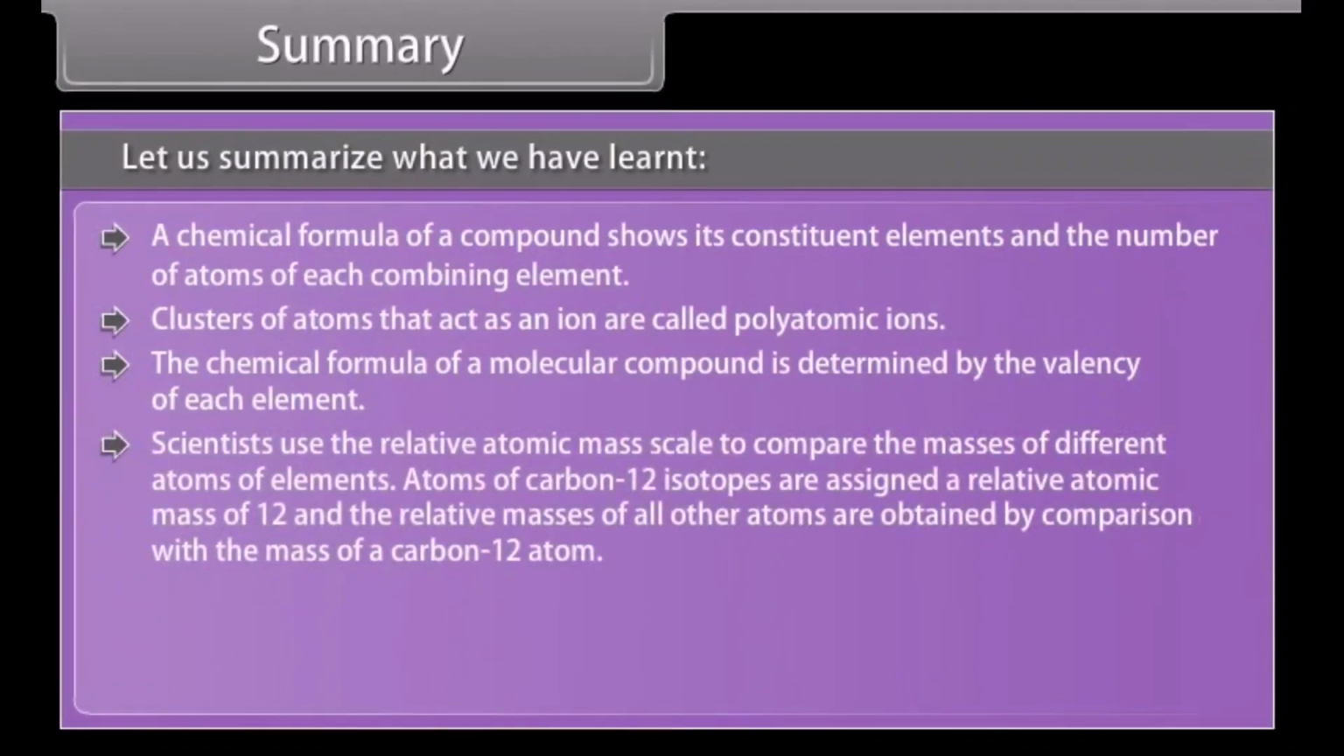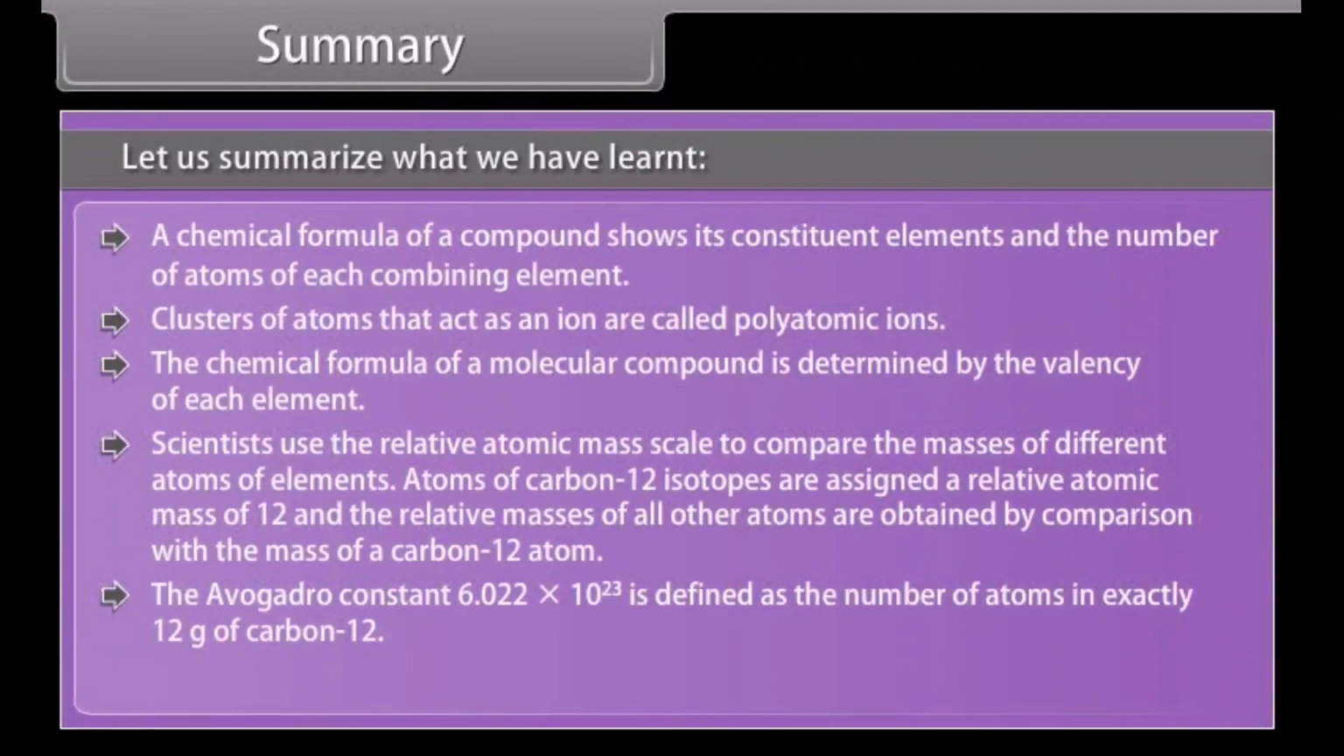Scientists use the relative atomic mass scale to compare the masses of different atoms of elements. Atoms of carbon-12 isotopes are assigned a relative atomic mass of 12, and the relative masses of all other atoms are obtained by comparison with the mass of a carbon-12 atom. The Avogadro constant, 6.022 into 10 raised to the power 23, is defined as the number of atoms in exactly 12 gram of carbon-12. Mass of 1 mole of a substance is called its molar mass.